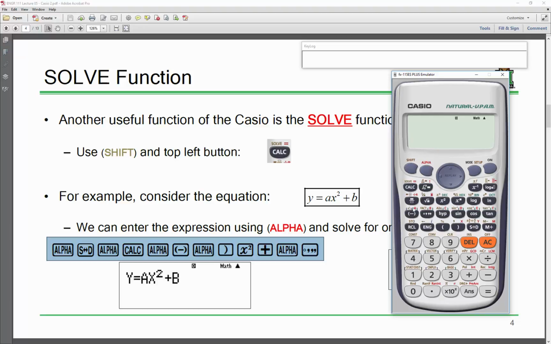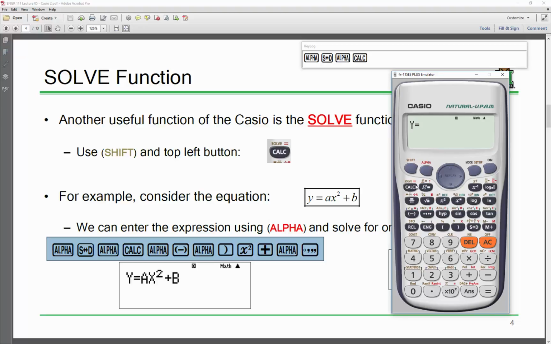So we'll start off, you notice we've got A, B, C, D, E, and F. We also have X and Y right here. So I'm going to go to alpha, Y. Now, instead of hitting the equals button, because we've got y equals ax squared plus b, we won't hit the equals term down here. We actually have to go to alpha and then calc, because if you notice there's an equal sign right here.